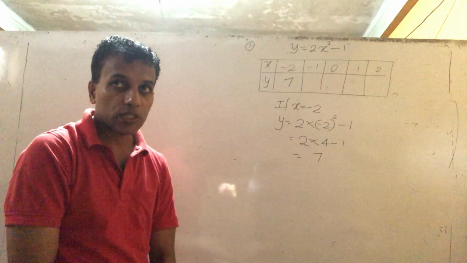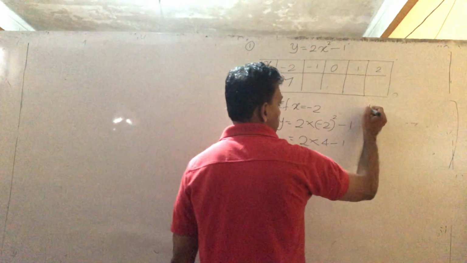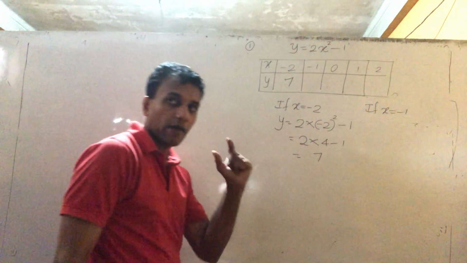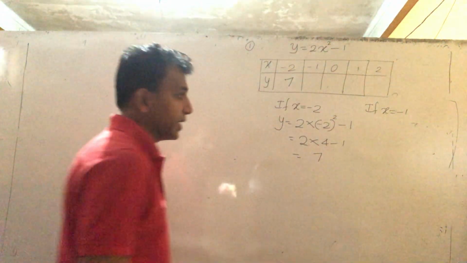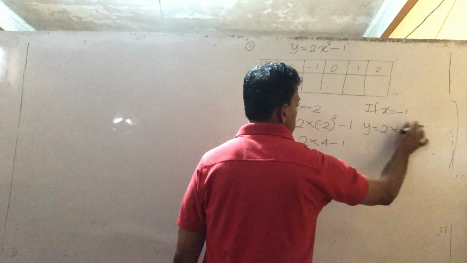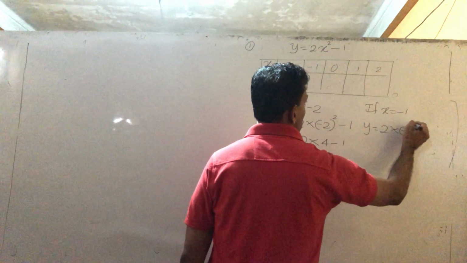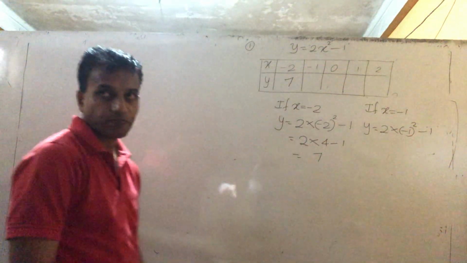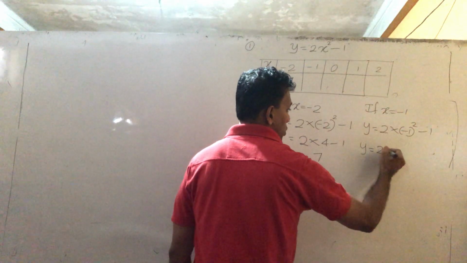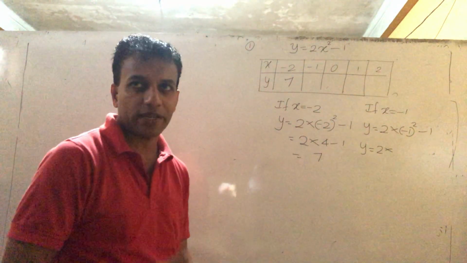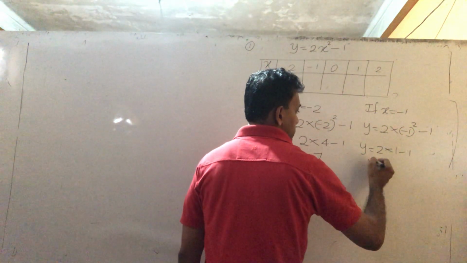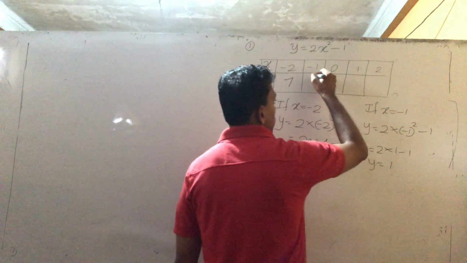If x is minus 1, what is y? Methods are important. Correct it by substituting and evaluating the answer. Put x as minus 1. y equals 2 times minus 1 squared minus 1. Minus 1 squared is positive 1, so 2 times 1 is 2, minus 1 gives 1.